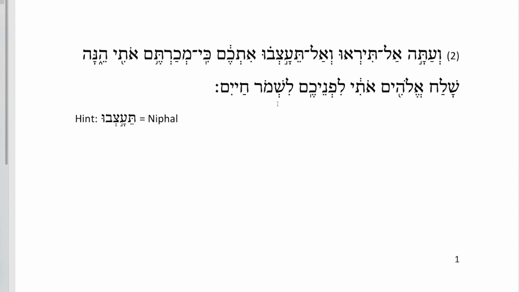Lishmor, the root there, shamar, is to watch over or guard or keep. The lamed there, whenever you see a lamed stuck onto a verb that you know, you're looking at an infinitive construct. This is also the pattern of an infinitive construct, to have a holem over your second radical. It's a Qal infinitive construct pattern. So lishmor, to guard or to watch over or to keep. And then chayim, life. So like to preserve life, to keep watch over, to guard life, something like that.